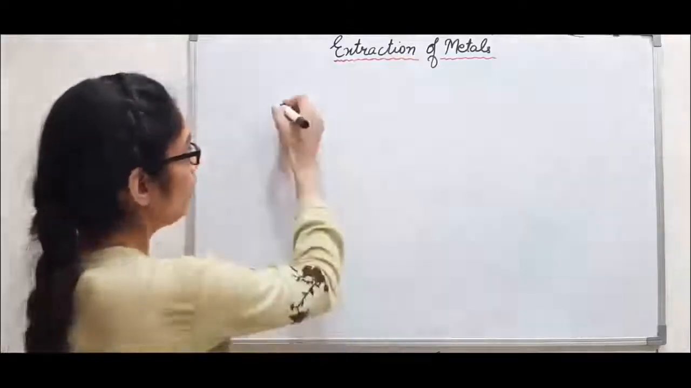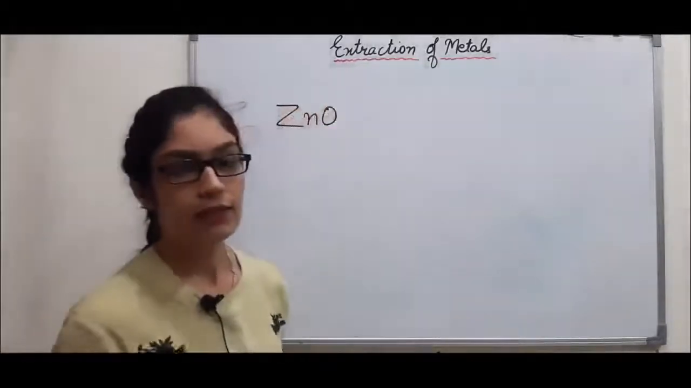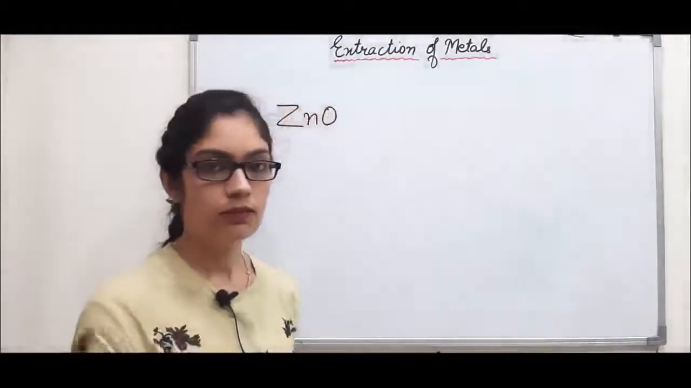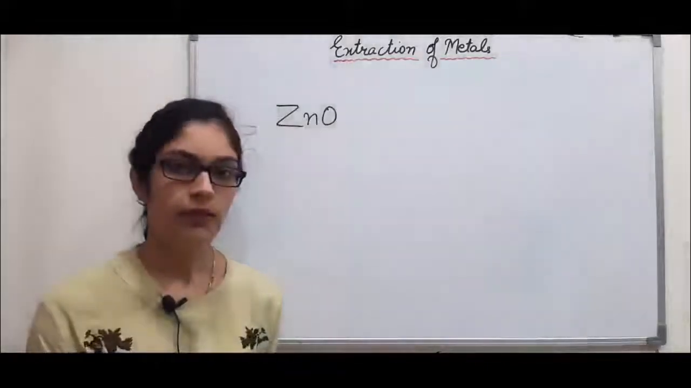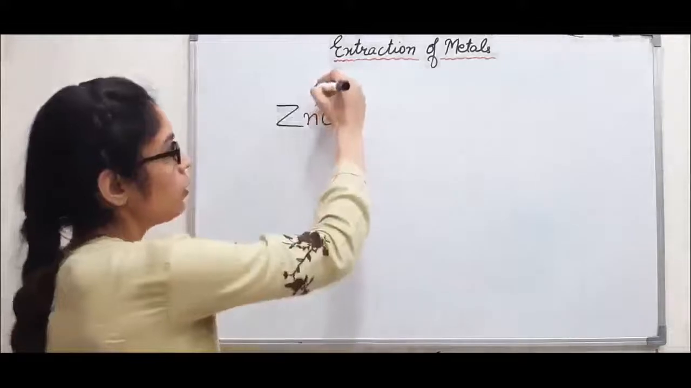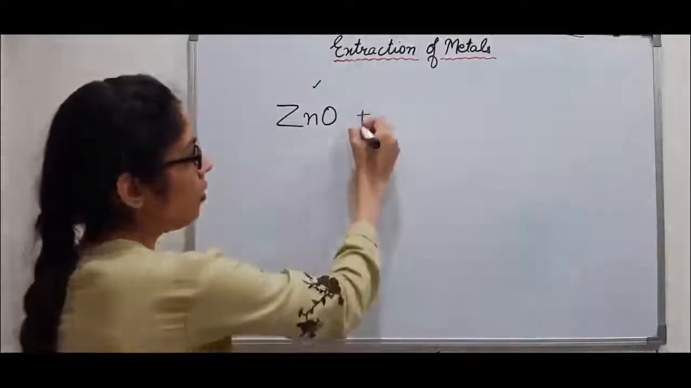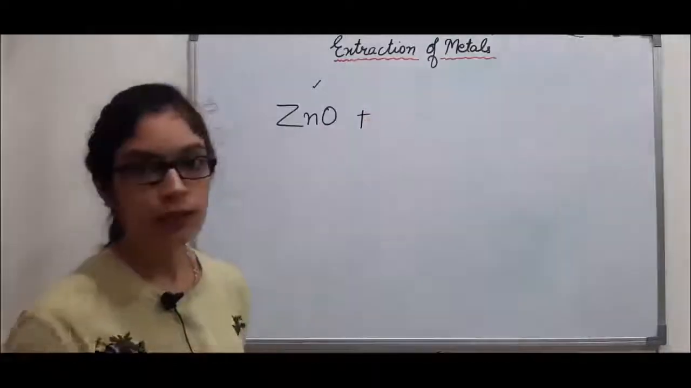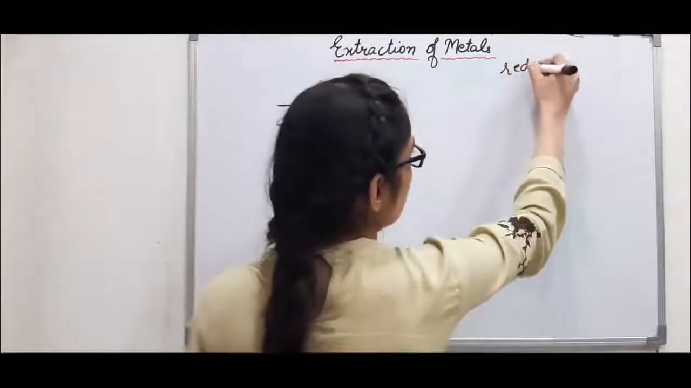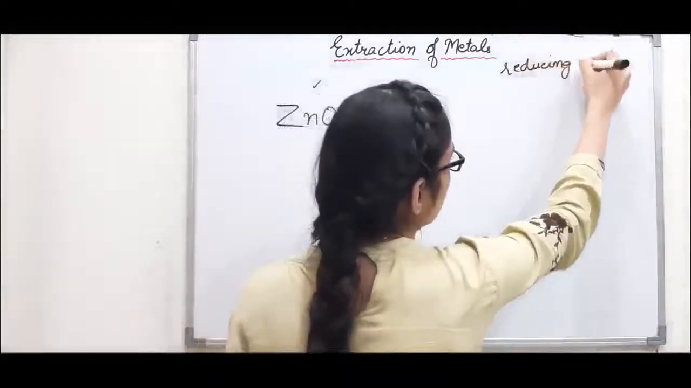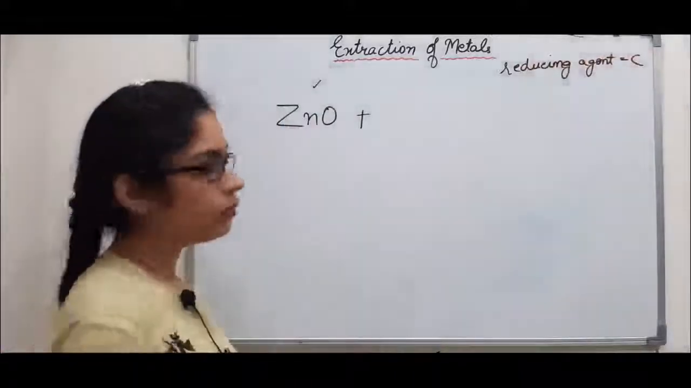Now we have already got zinc oxide. In roasting we have converted sulfide of zinc into its oxide, and in calcination we have converted carbonate of zinc into its oxide. So in both the reactions we have got its oxide. Now this metal oxide will be heated with a reducing agent. The reducing agent we are going to use is carbon.